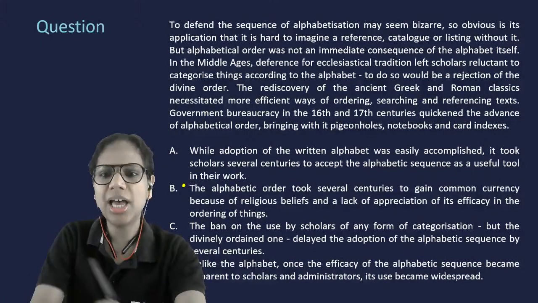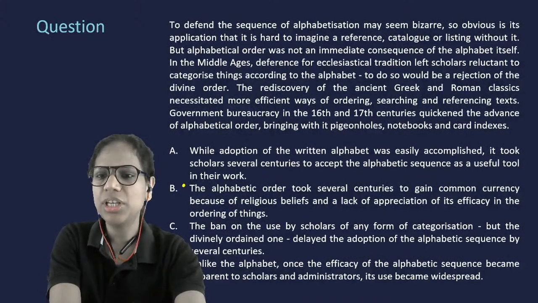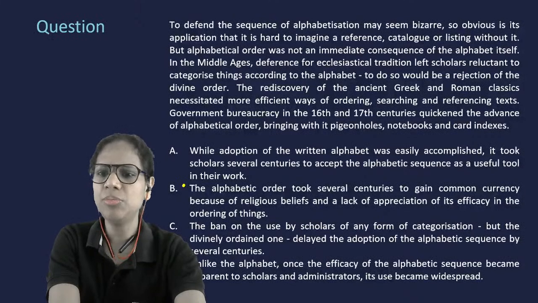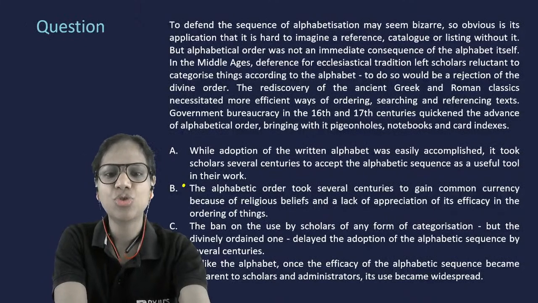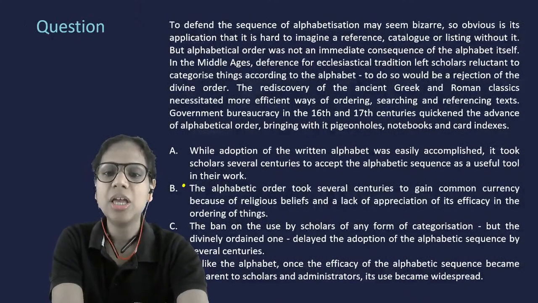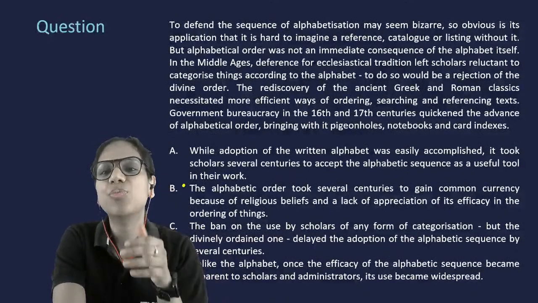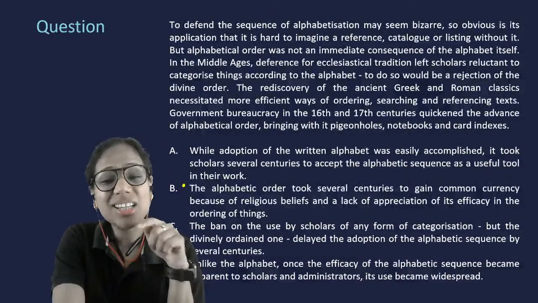So D says, unlike the alphabet, once the efficacy of the alphabetic sequence became apparent to the scholars and administrators, its use became widespread. Okay, so what does this sentence mean? Who will tell me? This sentence implies that once we realize that alphabetic order is important, its use became widespread, while the use of alphabet did not become widespread. That is what D implies.